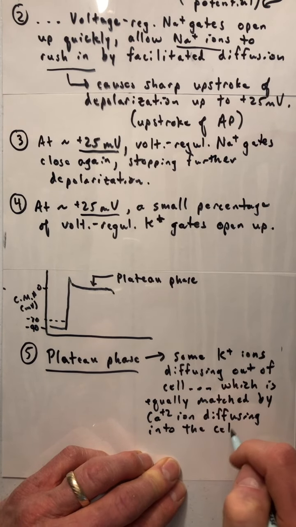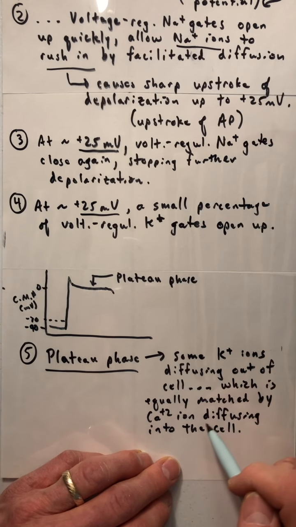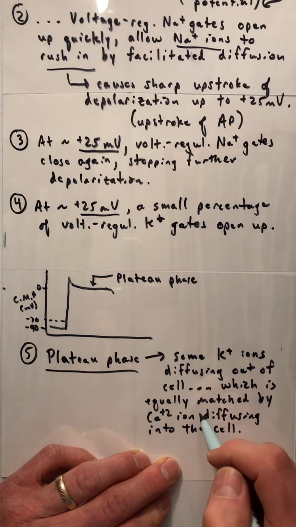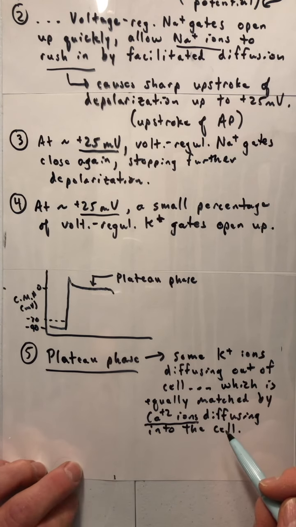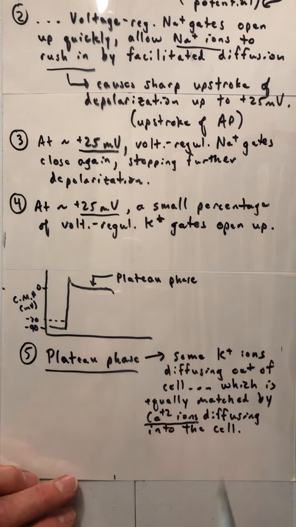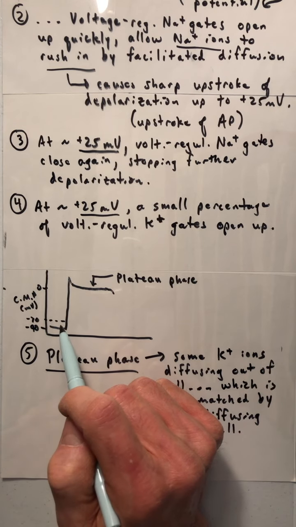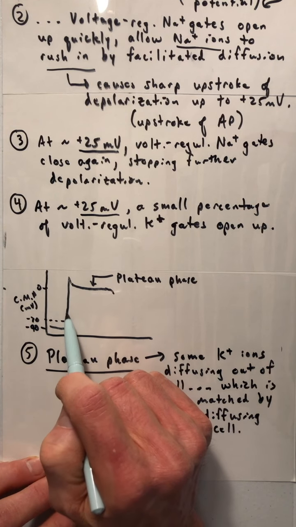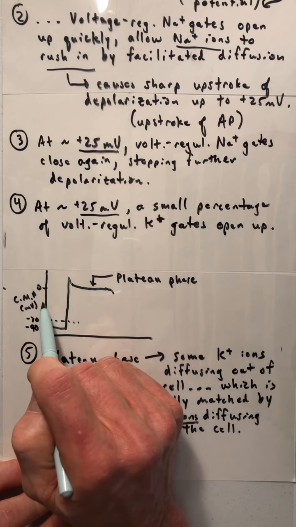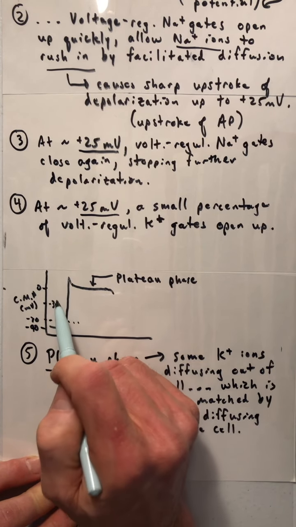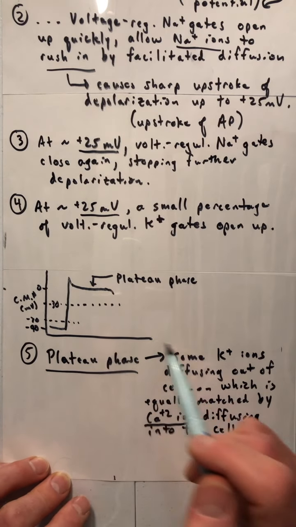Okay, so in other words, the amount of positive charge moving out in the form of potassium ions is equal to the amount of positive charge moving in by calcium ions. Now, we haven't talked yet about calcium ions, but why are calcium ions now rushing into the cell? Well, it turns out that on the way up in this sharp upstroke, hidden in this sharp rise earlier that was due to sodium ions rushing in, at about minus 30 millivolts, there's another threshold. And it's a threshold potential for the calcium ions.